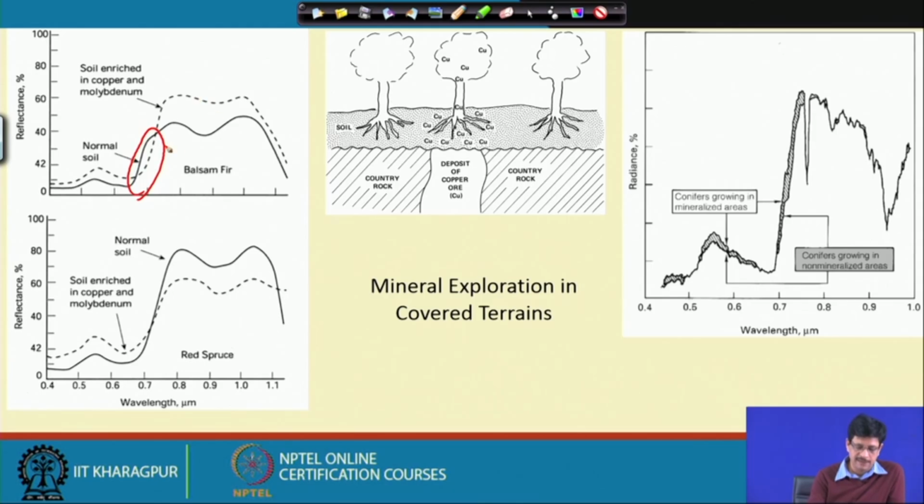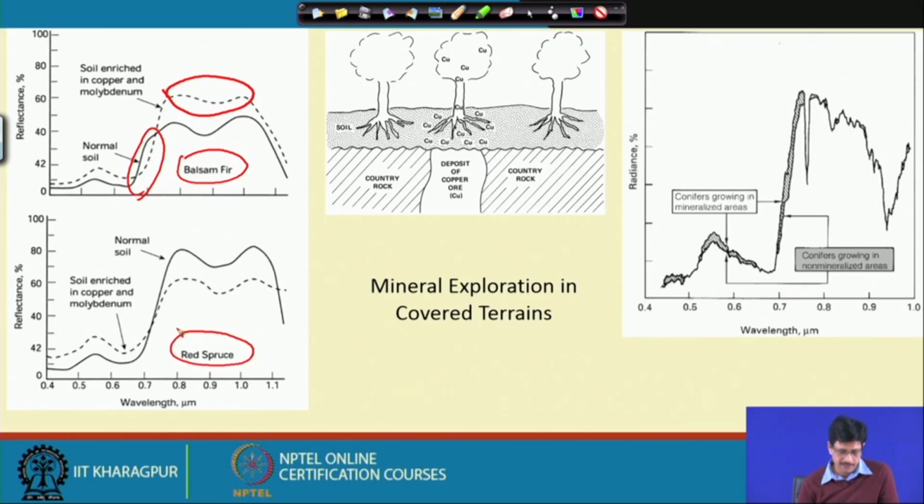We could clearly see that their spectral characteristics are different, where the reflectance of the vegetation which grows on copper enriched soil is higher than that of the vegetation which grows on a soil which is not enriched with copper. A reverse situation is also observed here. So, here it is a plant species which is balsam fir, and here it is a plant species which is red spruce. We do not have much of such Indian example right at this moment to show.